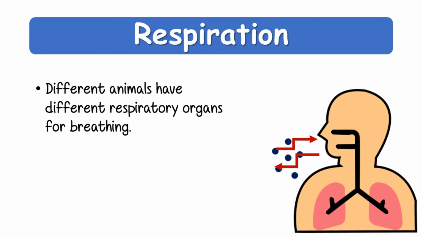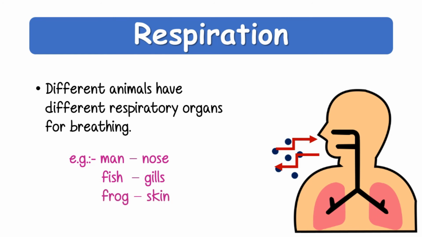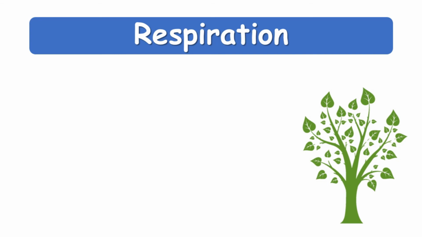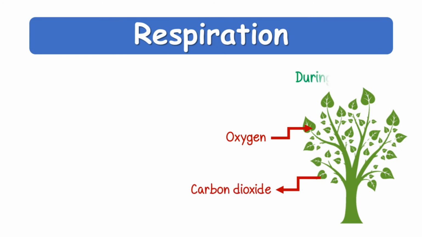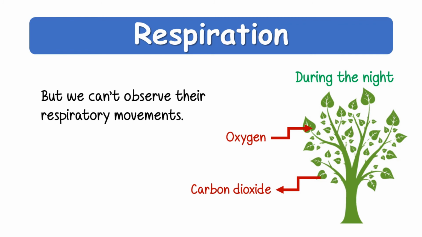Different animals have different respiratory organs for breathing. For example, man can breathe from the nose. Fish breathe using gills. Frog breathe using skin. Just like animals, plants also can do respiration. They inhale oxygen and exhale carbon dioxide, but this only happens during the night. Unlike in animals, we can't observe the respiratory movements of plants.